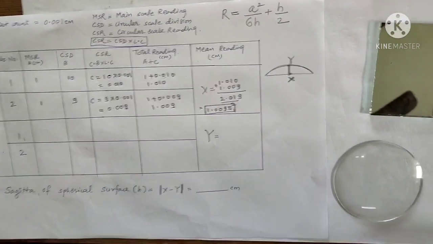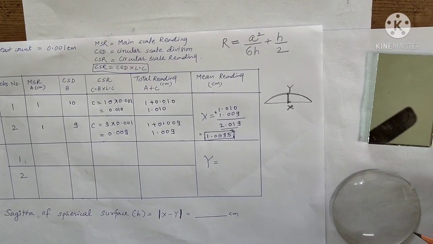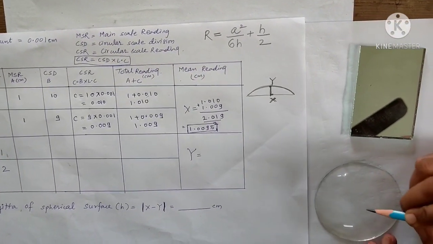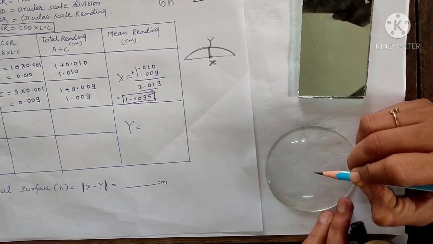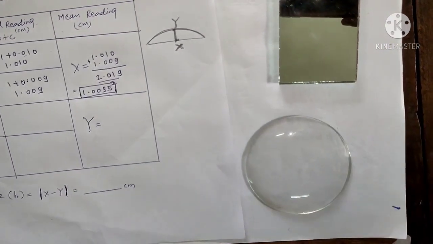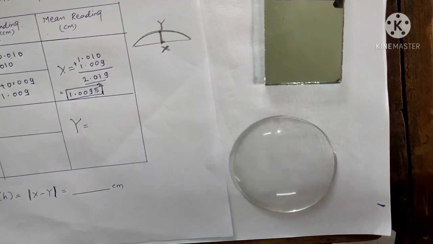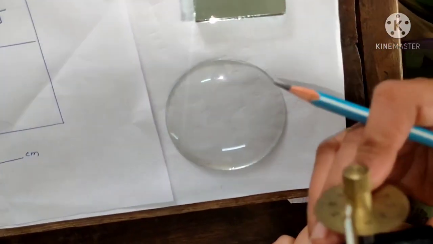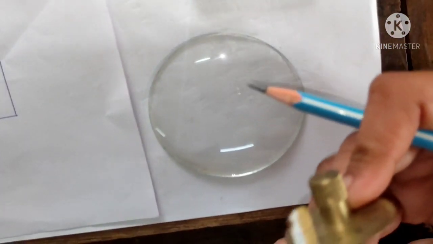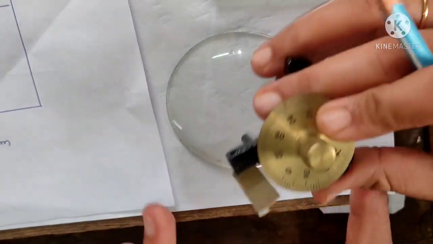Now, position of the center of a watch glass. For a curved surface, first we'll mark the center of this convex surface. Okay. Now we'll have to place the spherometer on this surface. See, the tip of this middle screw should touch that center point which we have marked here.